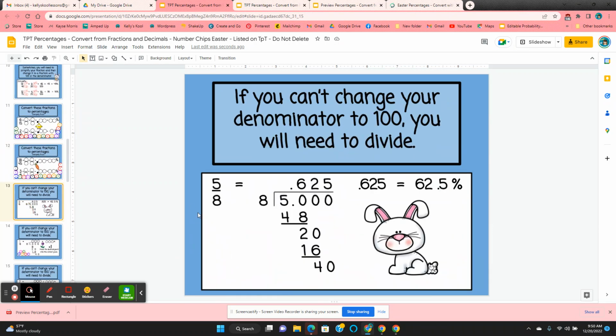Now, if it's not possible to change your denominator to 100, for example, if you have 8 in the denominator, then you have to use long division. Now, they could use a calculator, but using long division, this was how it would work. They would get a solution of 625 thousandths, move their decimal point 2 places to the right, and get 62.5%.